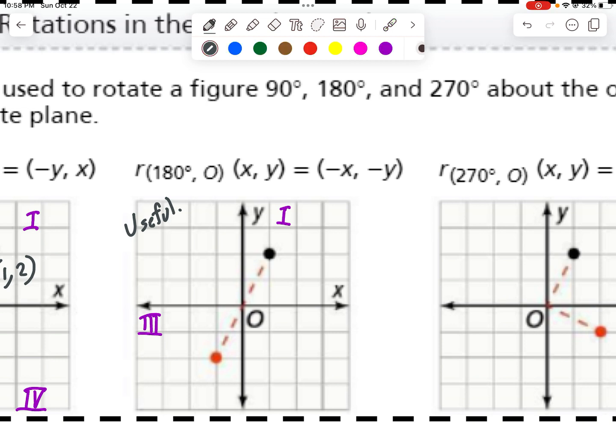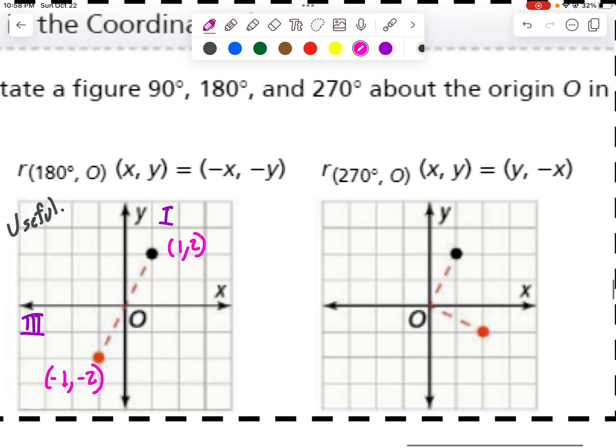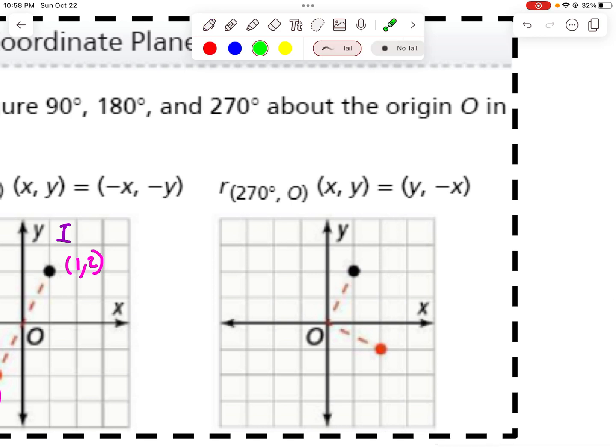All right, let's take a look at the coordinates like we did last time. We start at 1, 2, and we end at -1, -2. Notice how both coordinates kind of switched signs. They were both positive, then they were negative. Here's our third one. We're going to rotate 270 degrees about the point O. So this one's going to go 3 quadrants, 1, 2, 3. Okay? And whenever it rotates, it starts in quadrant 1, goes to quadrant 4.